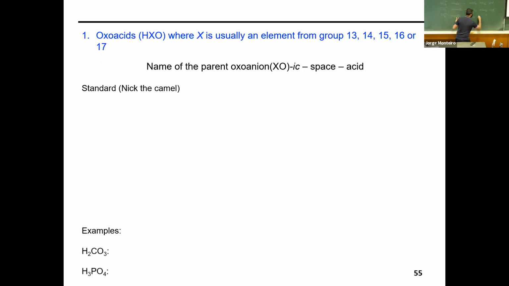Nomenclature. Replace ATE by IC, phosphoric, and then second word acid. And that's how you name H3PO4.